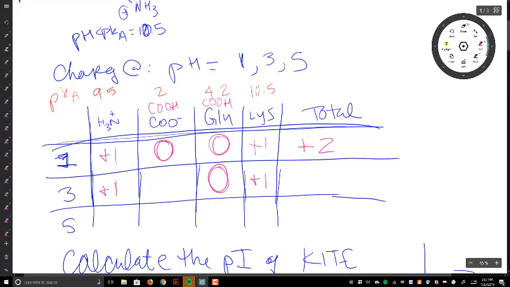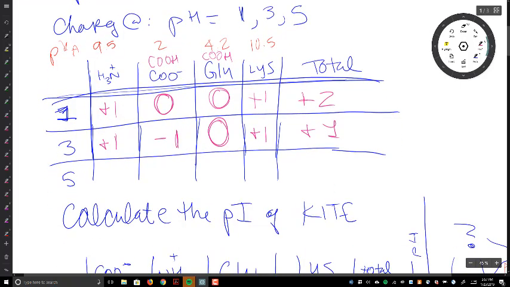However, things are going to turn over for the carboxyl group because a pH of 3 is greater than the pKa of 2 for our C-terminus, so we will have a -1. So if we add these together, we get a total charge of +1.